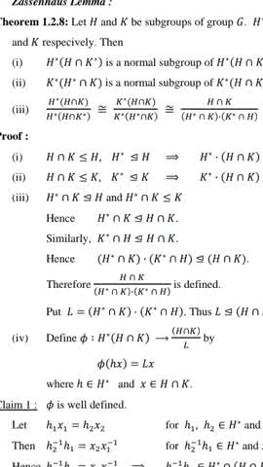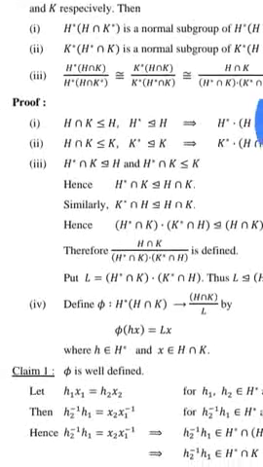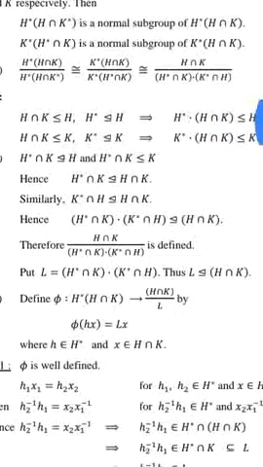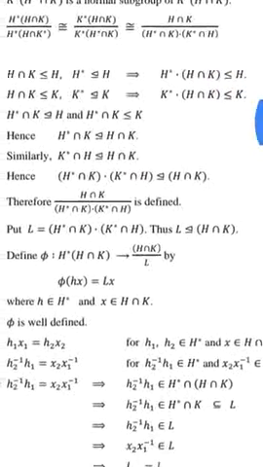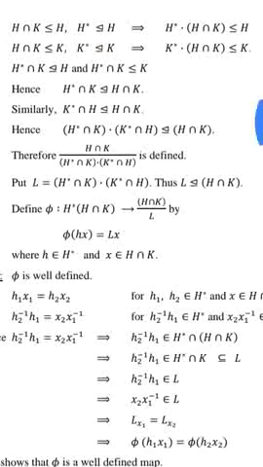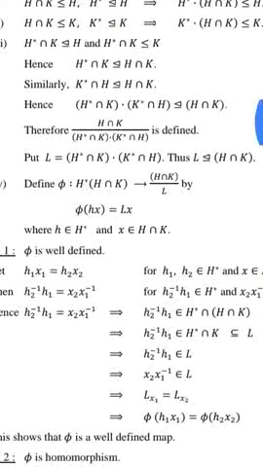Hence S*∩K is a normal subgroup of H∩K, and similarly K*∩H is a normal subgroup of H∩K. Hence (S*∩K)(K*∩H) is a normal subgroup of H∩K, and this further shows that (H∩K)/((S*∩K)(K*∩H)) is well defined. Now put L = (S*∩K)(K*∩H). Thus, L is a normal subgroup of H∩K.